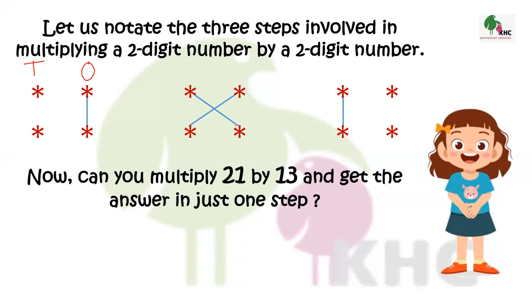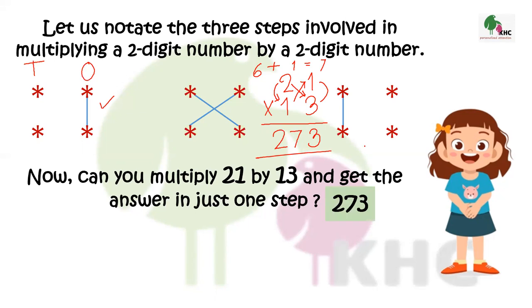Now, using the same technique, we can multiply 21 by 13. In case of 21 and 13, firstly, we multiply the ones digit, right? So 3 times 1 is 3. Now we crisscross the digits, that is, we cross multiply. 3 times 2 is 6. 1 times 1 is 1. So 6 plus 1 is 7. 7 you write down as the next digit of your answer. After that, you have to vertically multiply the tens digit. 2 times 1 is 2. So the answer is 273.